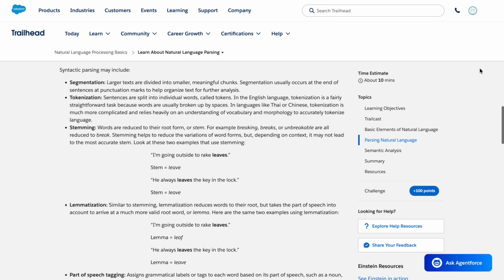Stemming. Words are reduced to their root form, or stem. For example, breaking, breaks, or unbreakable are all reduced to break. Stemming helps to reduce the variations of word forms, but, depending on context, it may not lead to the most accurate stem. Look at these two examples that use stemming.